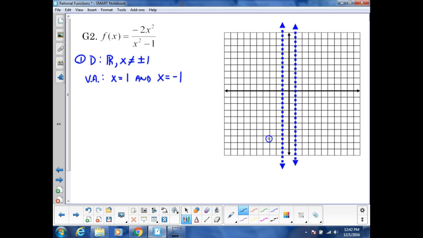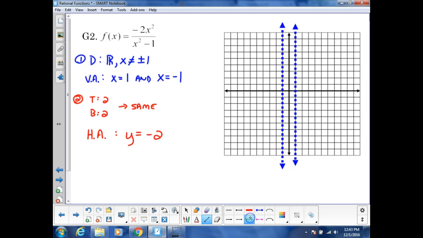Step number 2, horizontal. Degree on the top is 2. Degree on the bottom is also 2. Those are the same. So that tells me that my horizontal asymptote is y equals -2. It's -2 over +1, which is -2. Yes?